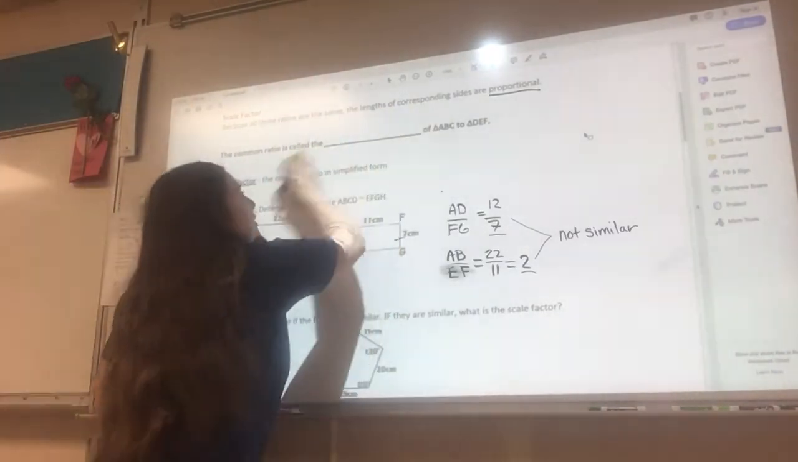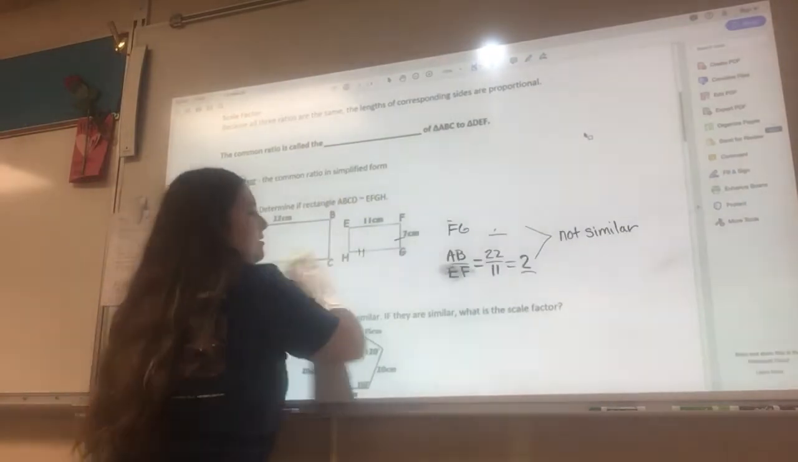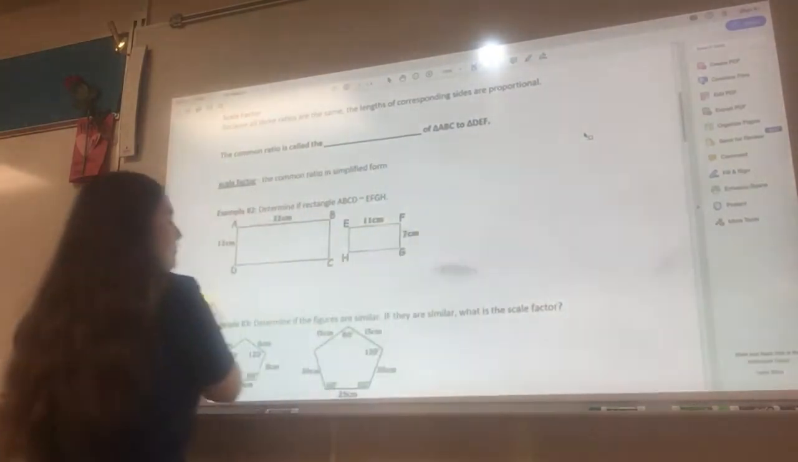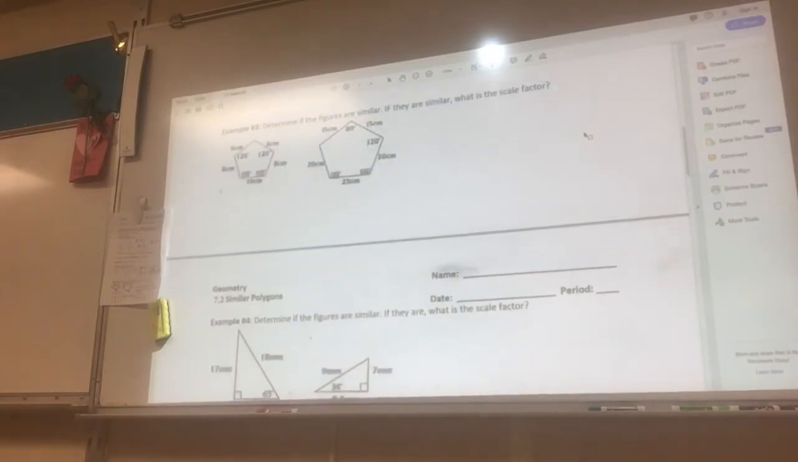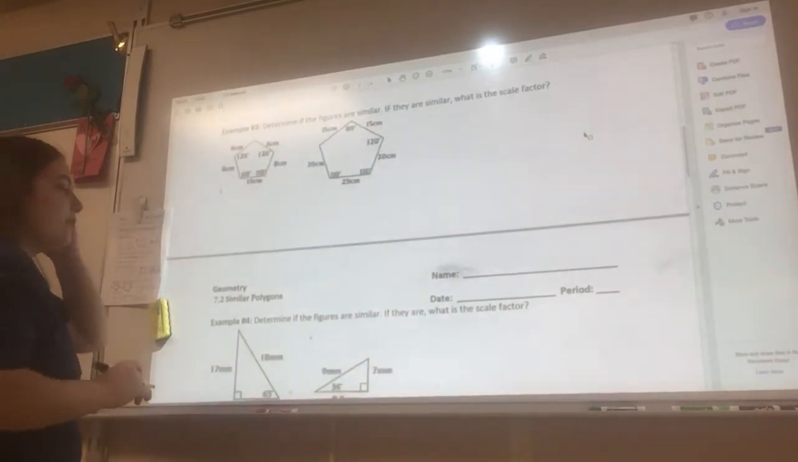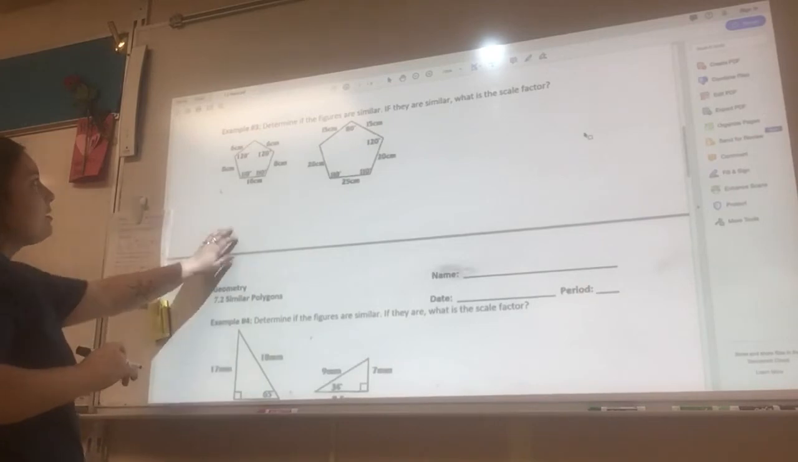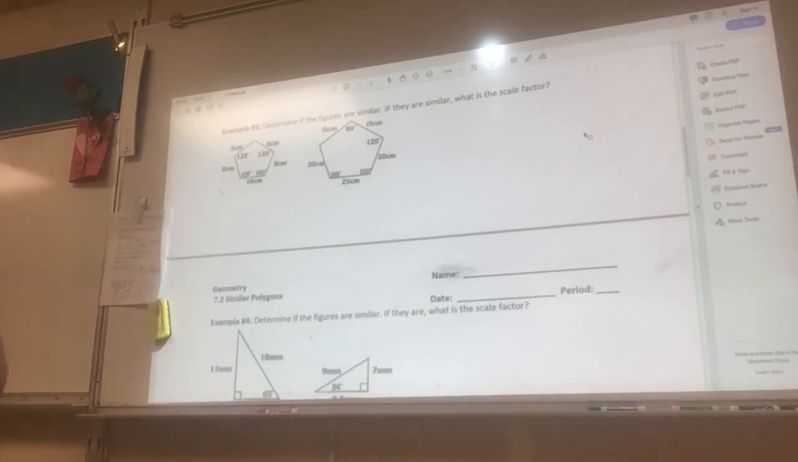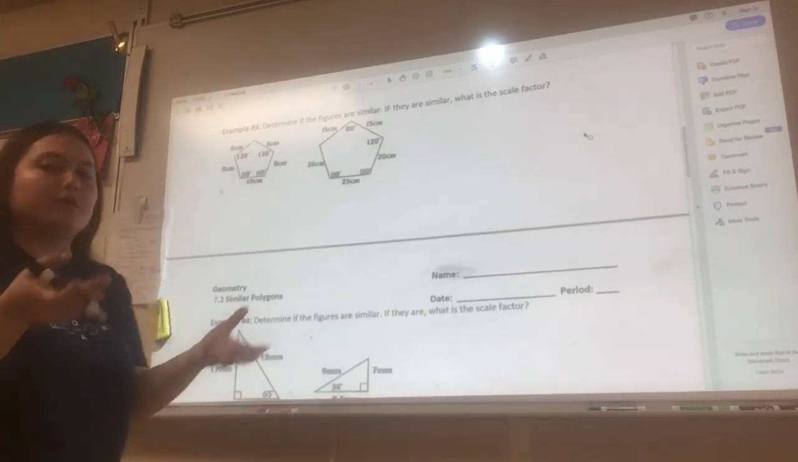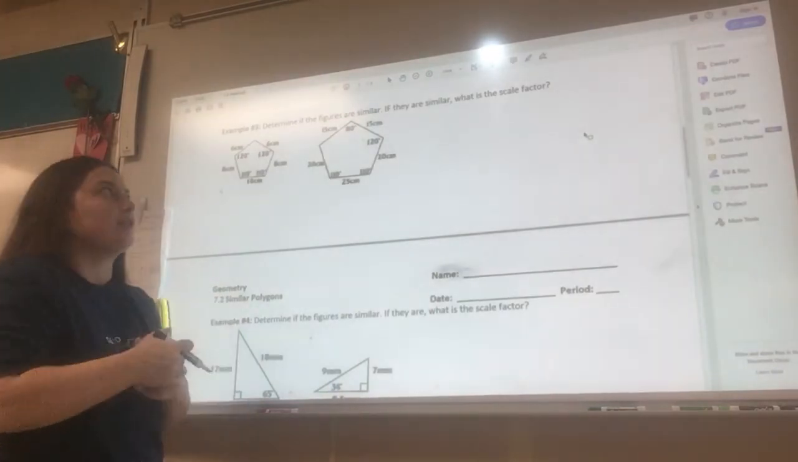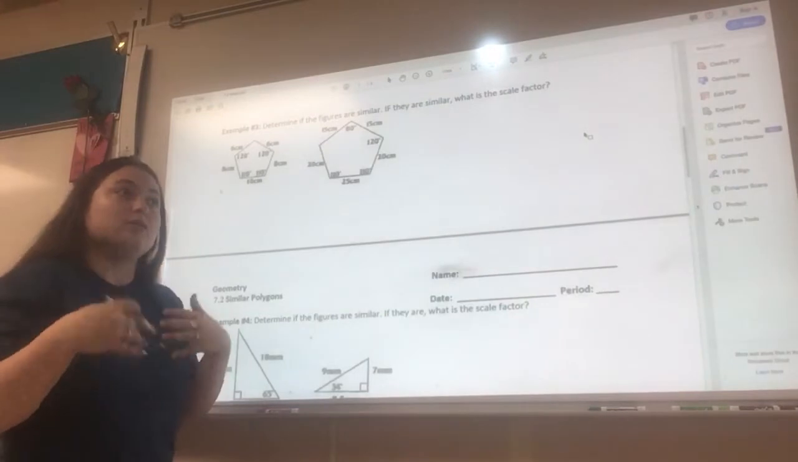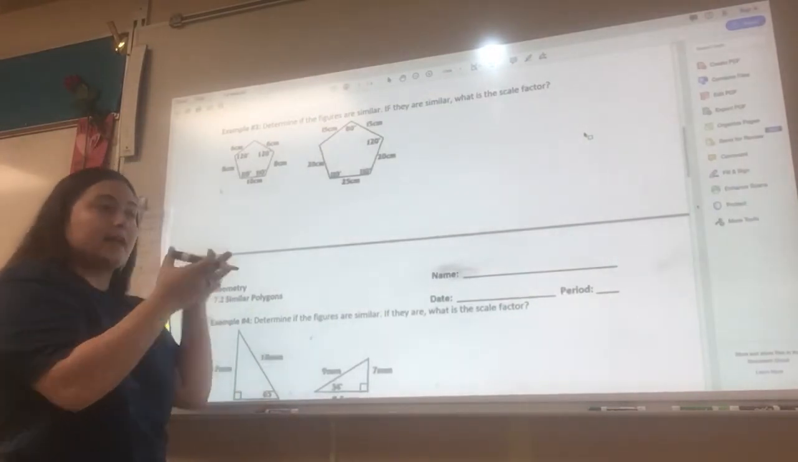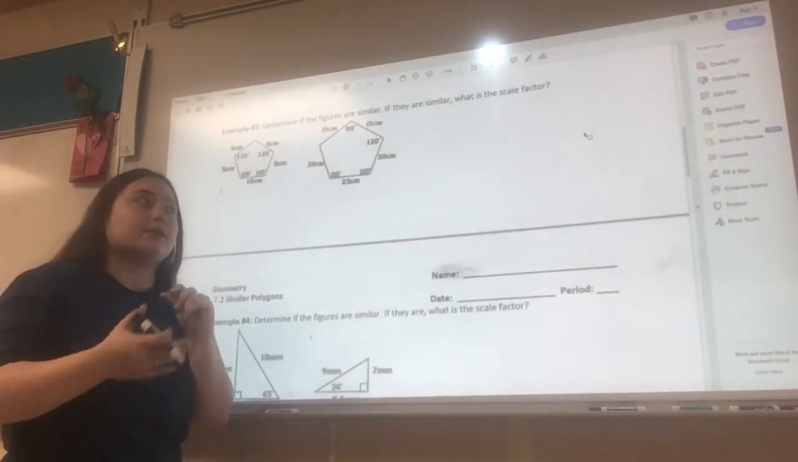So if you are feeling pretty confident in what is being asked of you, go ahead and try number 3 for me. Take a little break. See if you can follow along or get the right answer as I go through it. Number 3 says determine if they are similar. So once again, we are determining, do they have the same scale factor? And if they are similar, what's the scale factor?